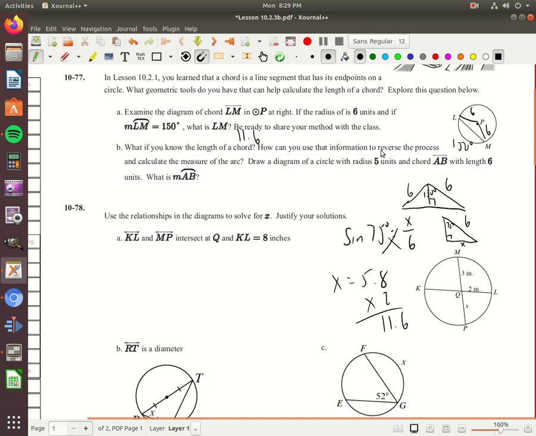How can you use that information to reverse the process and get the arc? So we're going to draw a diagram of a circle with a radius of 5 and a chord length of 6. Well, if I cut that in half, I'm going to get a 3, 4, 5 triangle. Hopefully you guys see that, right? Pythagorean theorem. I cut the 6 in half, I get a 3.